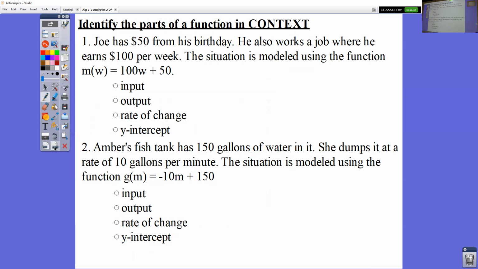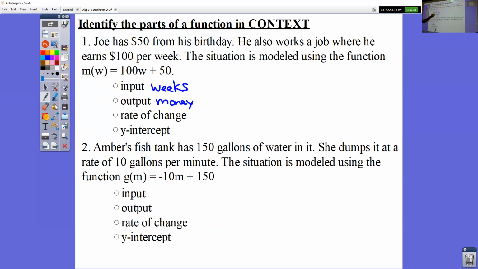Joe has $50 from his birthday. He also works a job where he earns $100 per week. The situation is modeled using the function M of W, money in terms of weeks, equals $100 per week plus his $50 that he started off with. Remember, input is the independent variable. That's always your time. More specifically, we're talking about weeks here as your time. Output, we're talking about money, or if you wanted to say dollars, maybe.